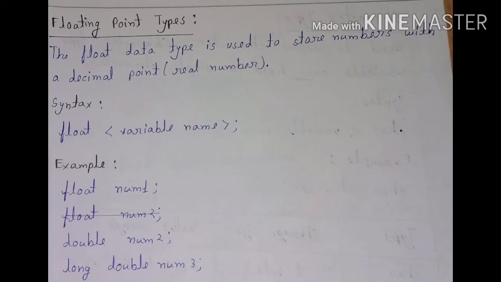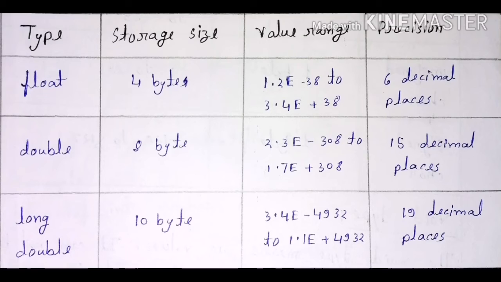What is floating point type? The floating point data type is used to store numbers with a decimal point. Here is the syntax of floating point data type: float, variable name, semicolon. Then here are some examples of floating point type. The storage size of float data type is 4 bytes. Storage size of double data type is 8 bytes. The storage size of long double data type is 10 bytes.